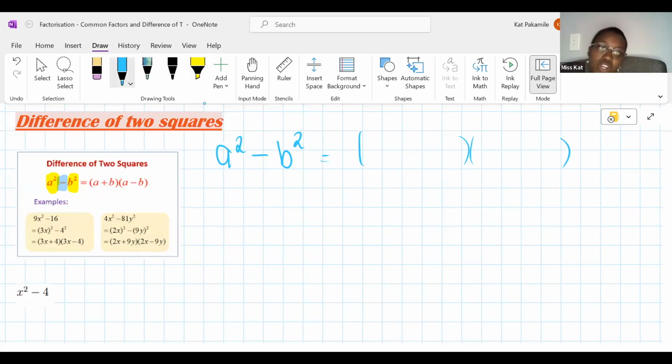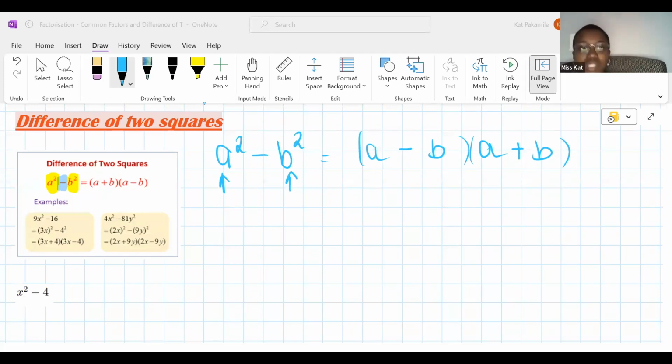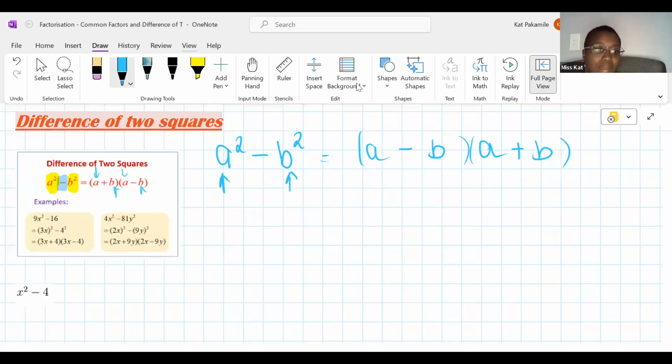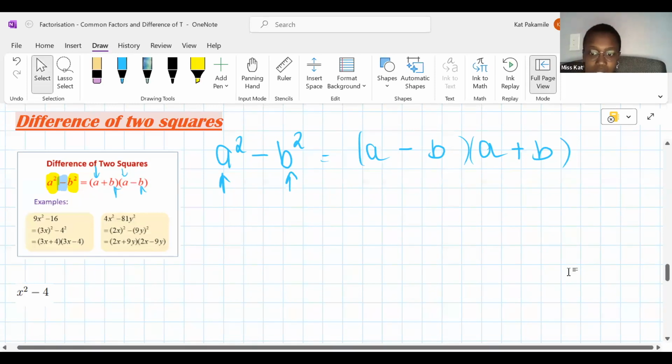In the first bracket, you take the base of the first one, which is a, minus the base of the second one, which is b. And in the second one, you say those same bases, a, b, but this time you add them. So one bracket has to be a minus b, the other one's going to be a plus b. The order in which you write the brackets does not matter, guys. It could be a plus b, a minus b. But the point is, you need to first find the bases, which is a and b. A and B, then you make 2 brackets. The one is a plus, the one is a minus. That is it.